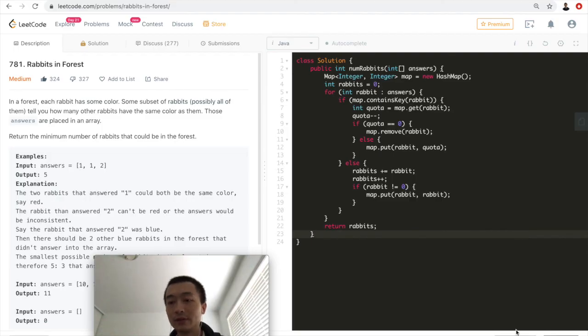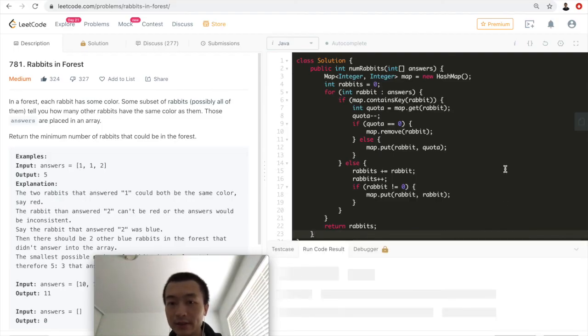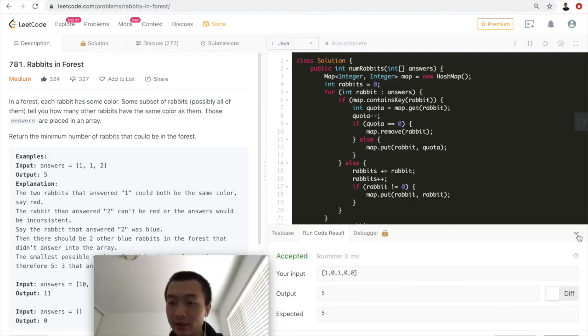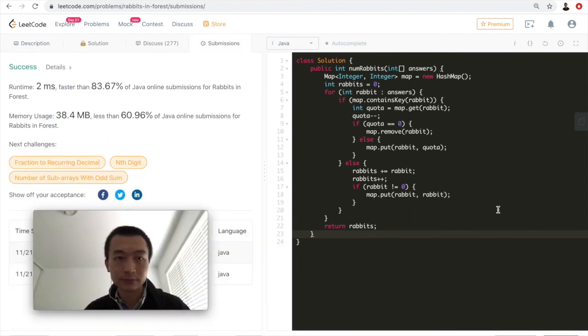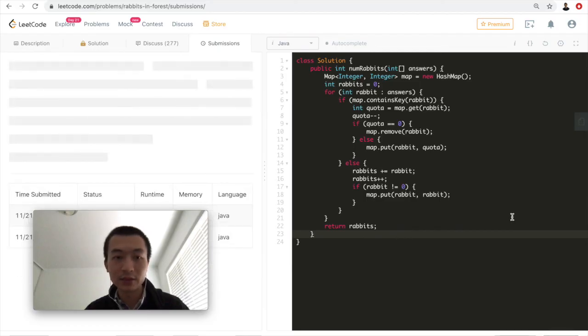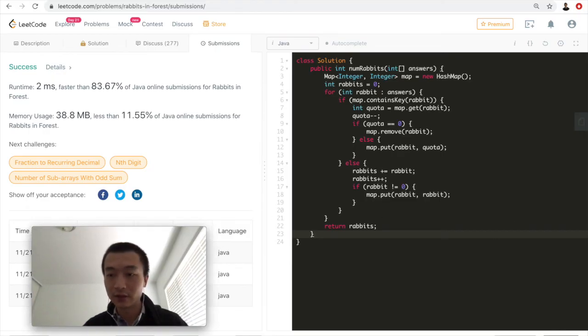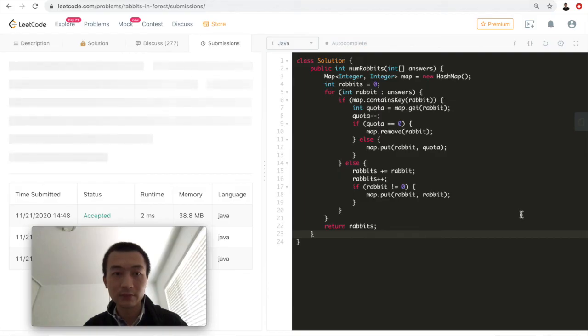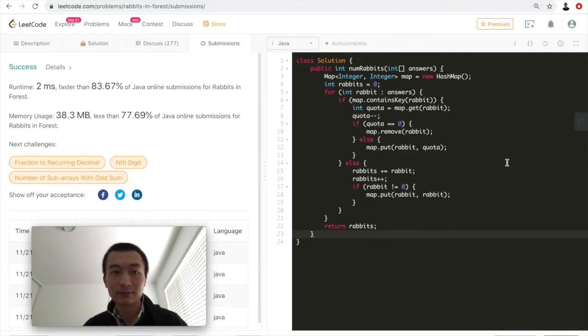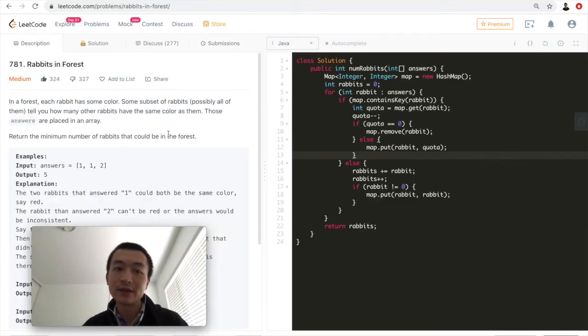All right, now let me just hit run code and see. All right, it's accepted. Now let me hit submit. All right, accepted. And 83%, 60%. Let me hit submit one more time and see. 80%, 11%. Wow, it's getting a lot worse. That's not good. One more time. All right, it's 80%, 70%. I'm happy with that.